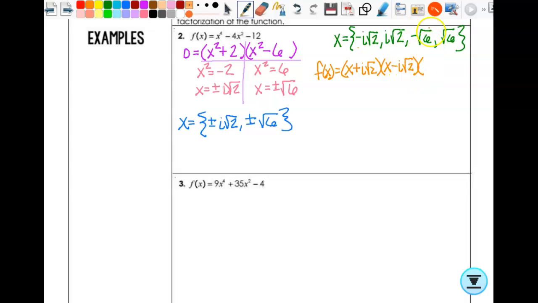times x minus a negative square root of 6, so it's x plus the square root of 6, times x minus the square root of 6. And now this is completely factored. Okay. Now, this doesn't mean that every single time we factor, we're going to have to factor with the imaginaries and the irrationals every time. It's only when you're asked to do it.